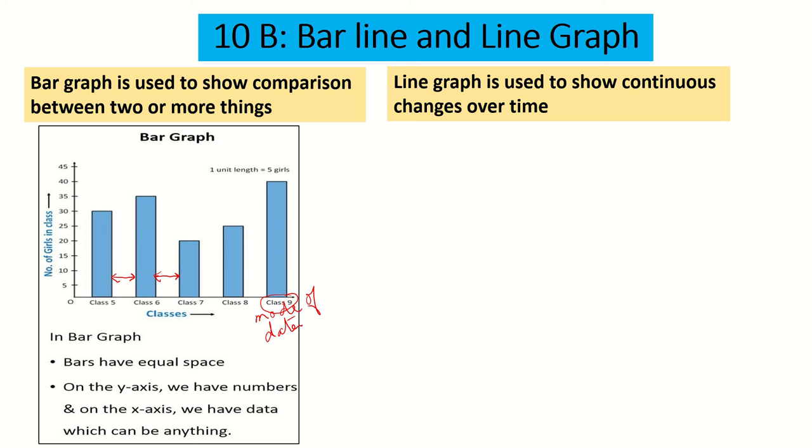Now in a bar graph, on the x-axis you will find the categories, and on the y-axis you will find the numbers, the data you want to collect about. Here we were comparing classes, so we plotted them on the x-axis.